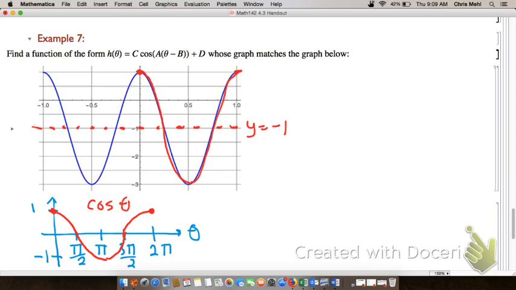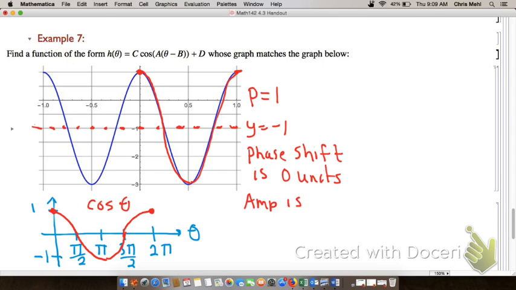Okay, now if you look at this cycle, it starts at x equals 0 and ends at x equals 1, so the period equals 1. The phase shift, since our maximum value starts at theta equals 0, is going to be 0 units. Okay, that's going to give us capital B, and then finally the amplitude is the distance from the minimum value to the maximum value, which is 2.